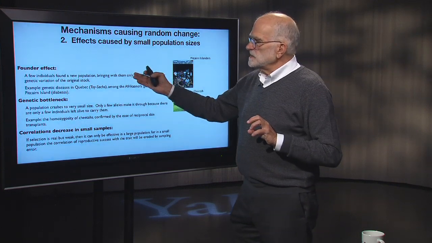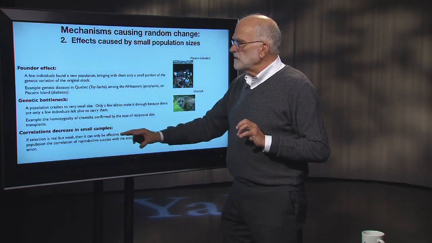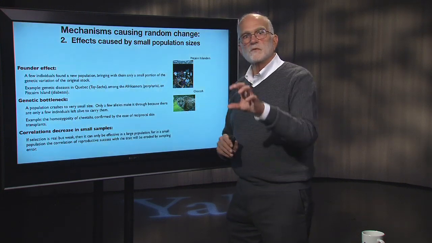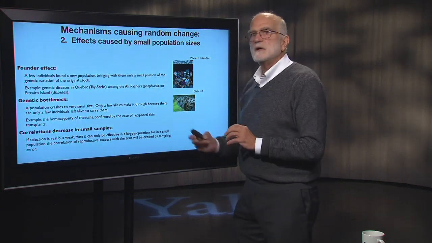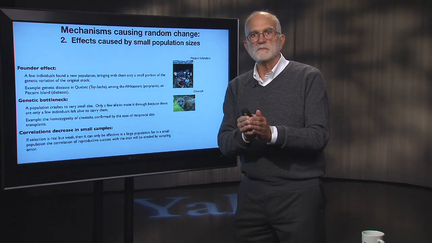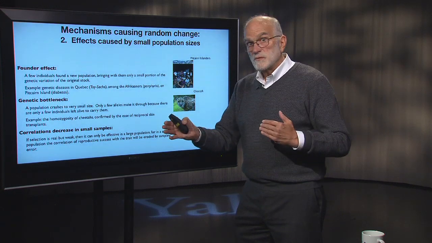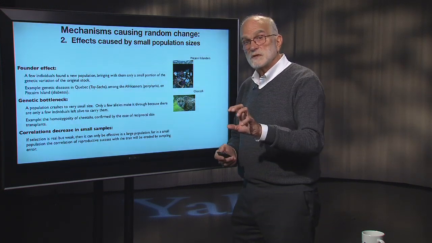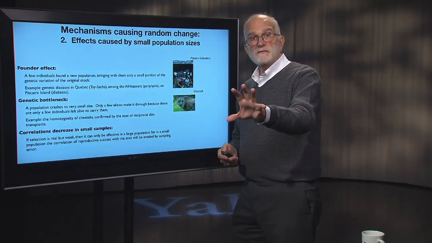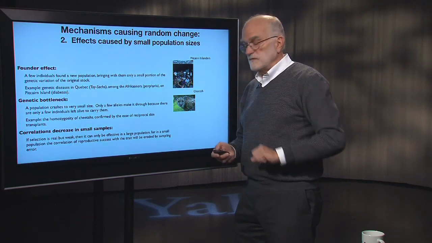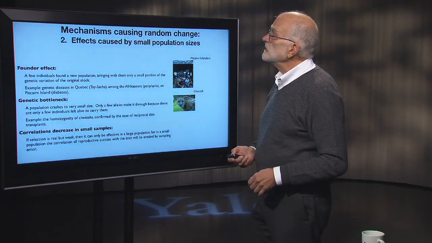Okay, so it's a bit like the founder effect, except this is not an effect on which alleles are present. This is an effect on what is the correlation between the genetic variation and reproductive success. It gets noisier, and finally, if you have very small samples, that relationship can vanish entirely.